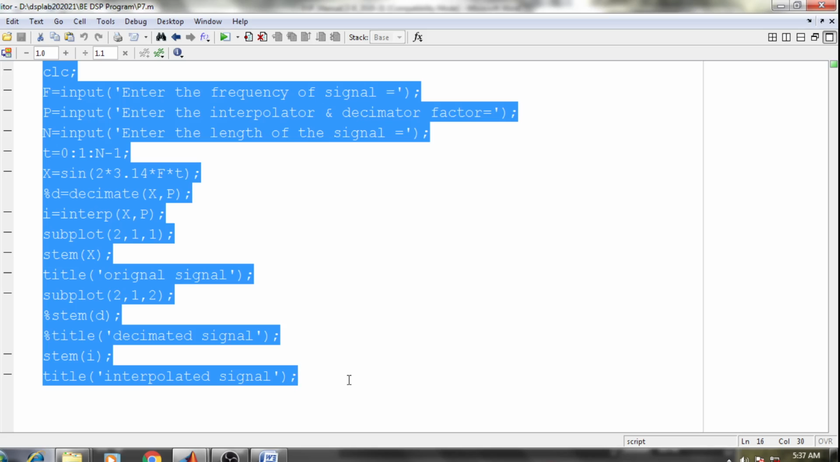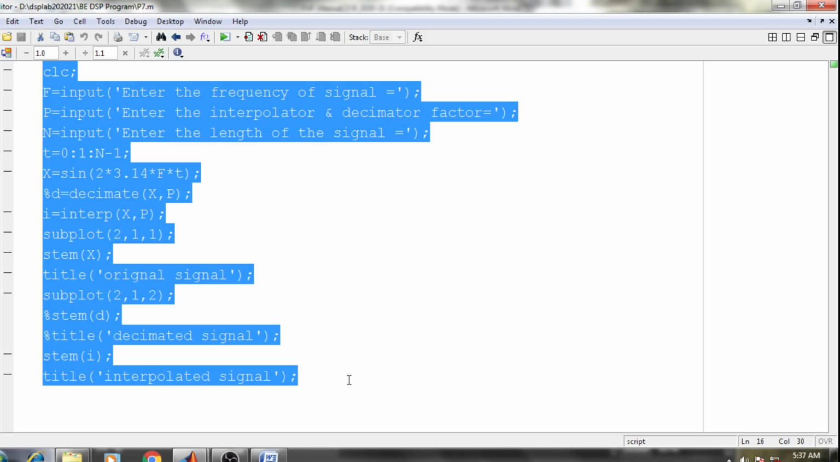Now the x value is calculated from the sine function. The sine represents the original signal, so sine of 2 pi f t. It is written as 2 into 3.14 into f into t. Now, I have commented out the value of d.